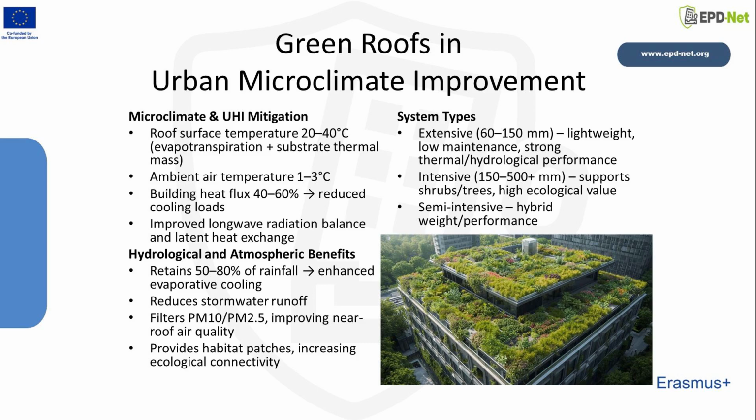Green roofs play a major role in improving urban microclimates and reducing the urban heat island effect. By adding vegetation and moisture to the rooftop, they can lower surface temperatures by 20 to 40 degrees Celsius and reduce the surrounding air temperature by 1 to 3 degrees. They also reduce the heat entering buildings by up to 60%, significantly cutting cooling demand.